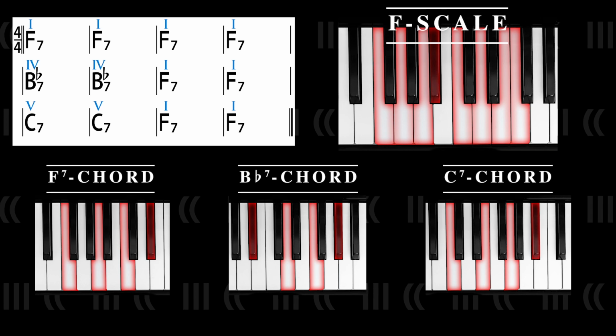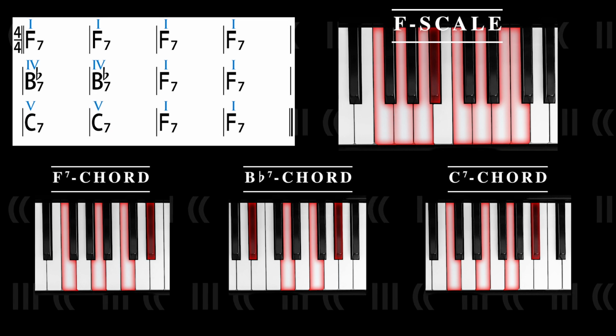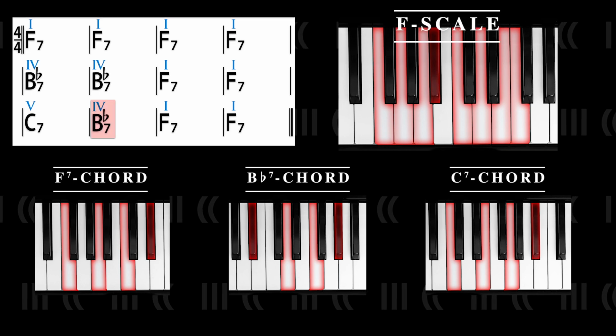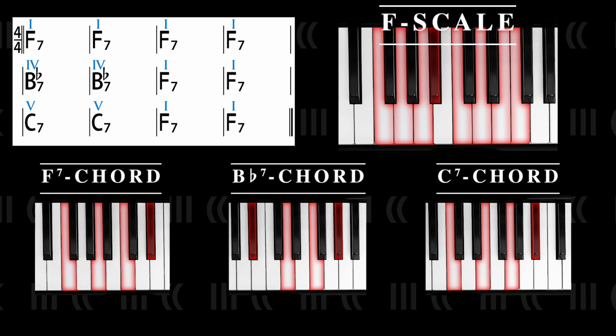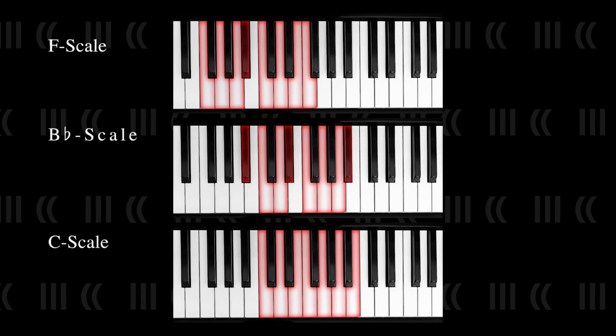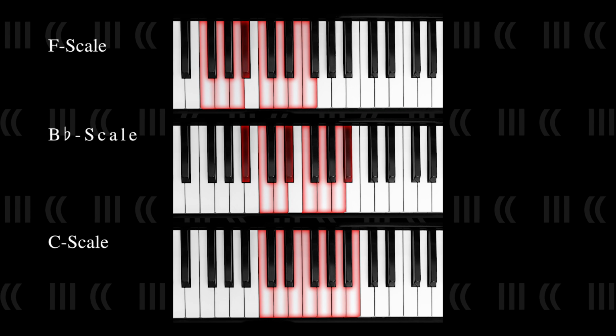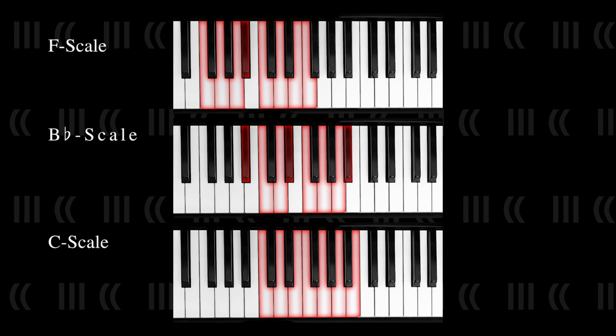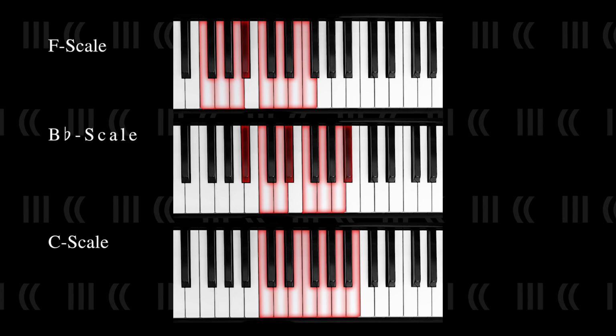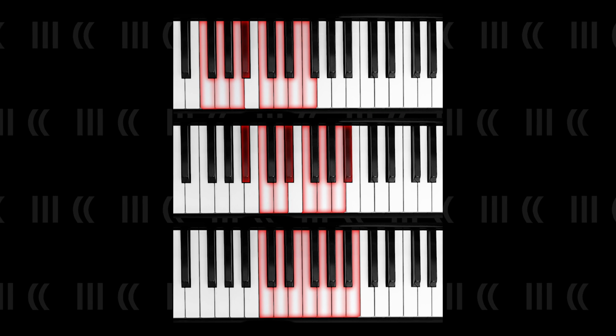In the 10th bar you could also play the 4 chord, so it would be a B flat. It is important that you know the scales of each key you play. It would be very helpful here that you know the scales for F, B flat and C, so you can find the dominant 7 chords easier.